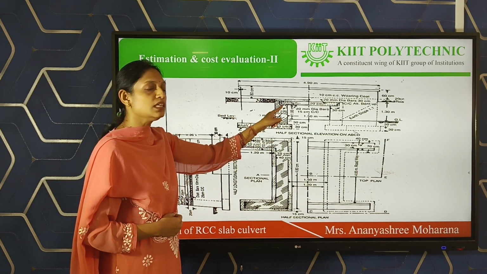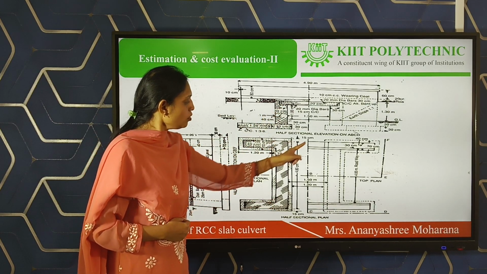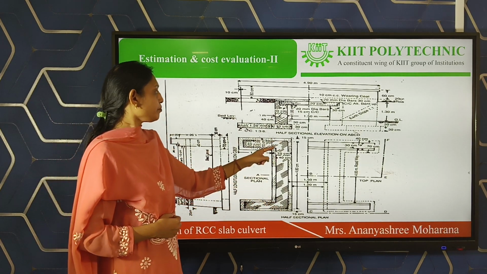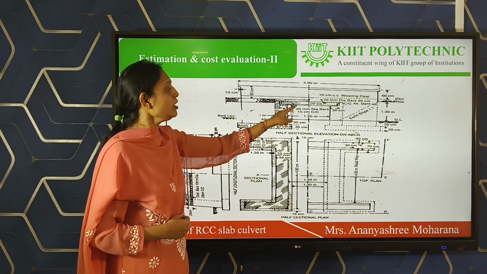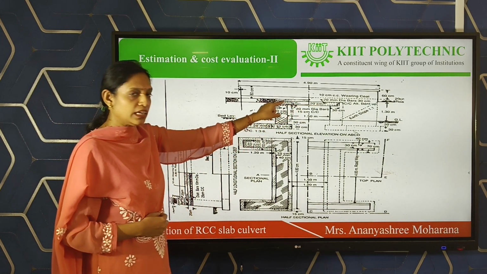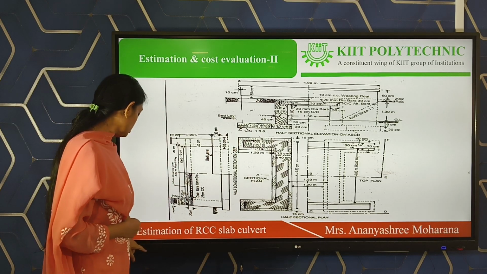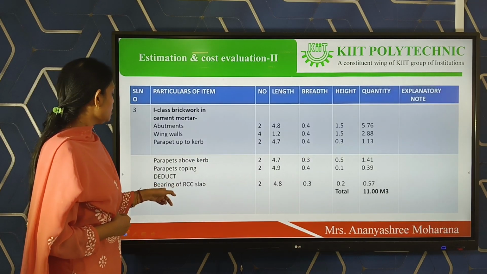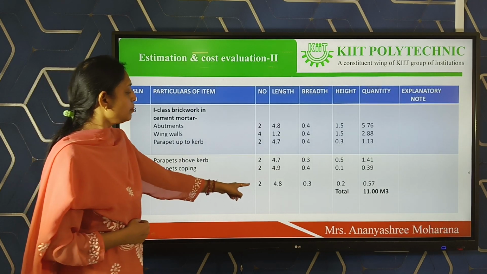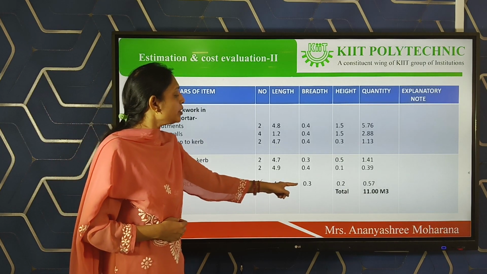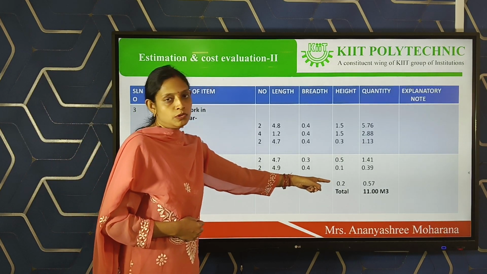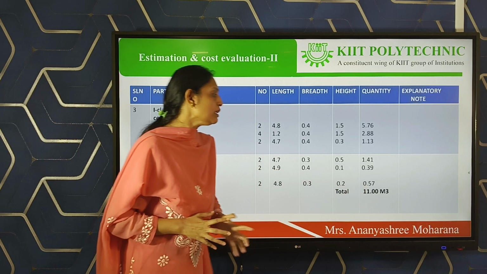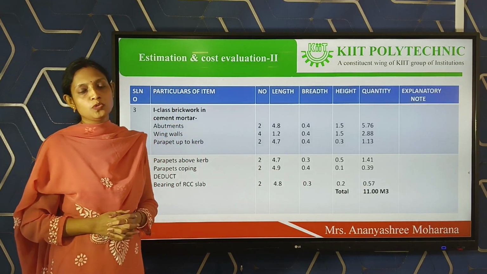Here it is written 30 centimeter bearing, that means number will be 2 for these 2 portions, length will be 4.8 for the brickwork portion that we have taken, breadth will be 0.3 and the height will be 0.2, for the slab we have taken. Now you can see in the drawing, here it is 30 bearing of RC slab, number is 2, 4.8 is for the brickwork, breadth is 0.3, height is for only the slab, that is 0.2. And after deduction you get the actual quantity, that is 11 cubic meter.